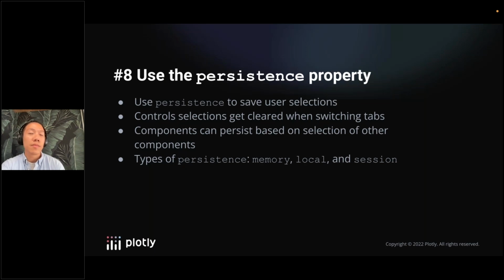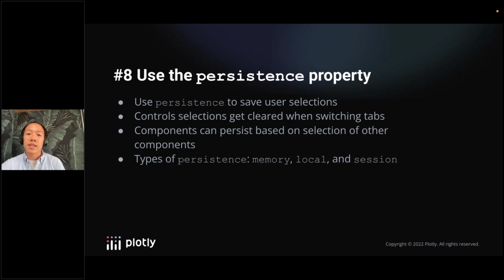I can also use persistence to tie a component with another component. Let's say I have two dropdowns. One is a list of countries, and the other is a list of cities based on the country that you've selected. So for the city dropdown, I can write persistence equals country-dropdown, or whatever the ID of the country dropdown is. And that'll make it so that whatever country I've selected, the city dropdown will auto-select the last city that I've selected for that given country.